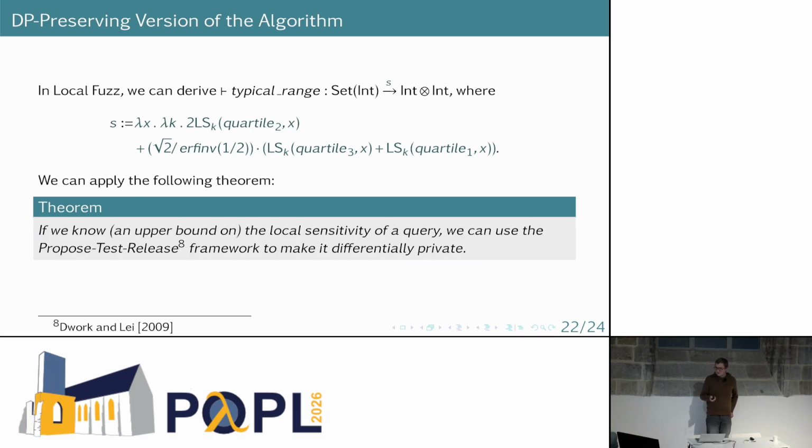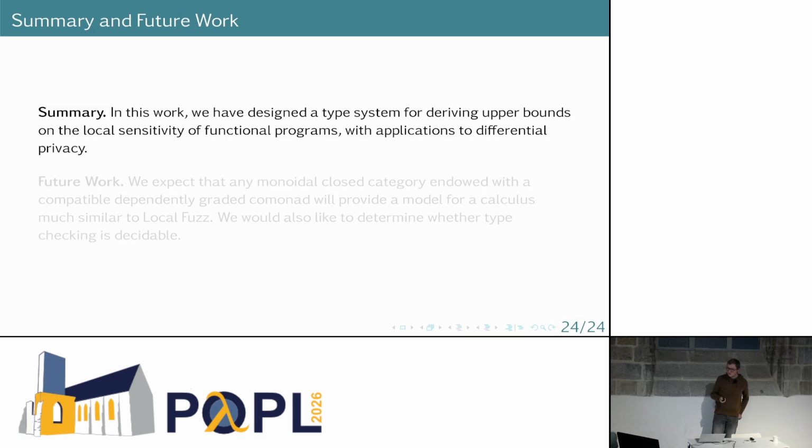Okay, so let me conclude with first a summary of what we did. What we have designed is a type system for deriving upper bounds on the local sensitivity of functional programs. And I've shown how it can be applied to differential privacy.